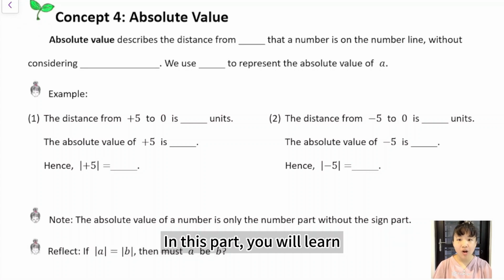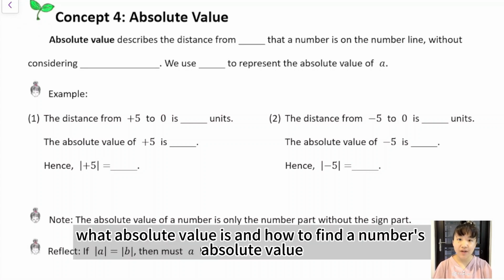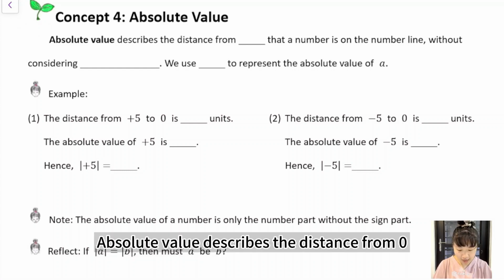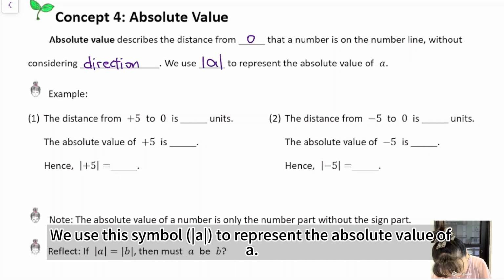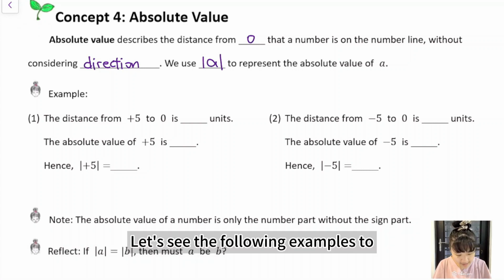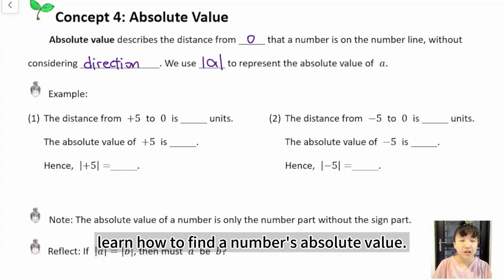In this part, you will learn what absolute value is and how to find a number's absolute value. Absolute value describes the distance from zero that a number is on the number line. Without considering direction, we use this symbol to represent the absolute value of A. Let's see the following examples to learn how to find a number's absolute value.